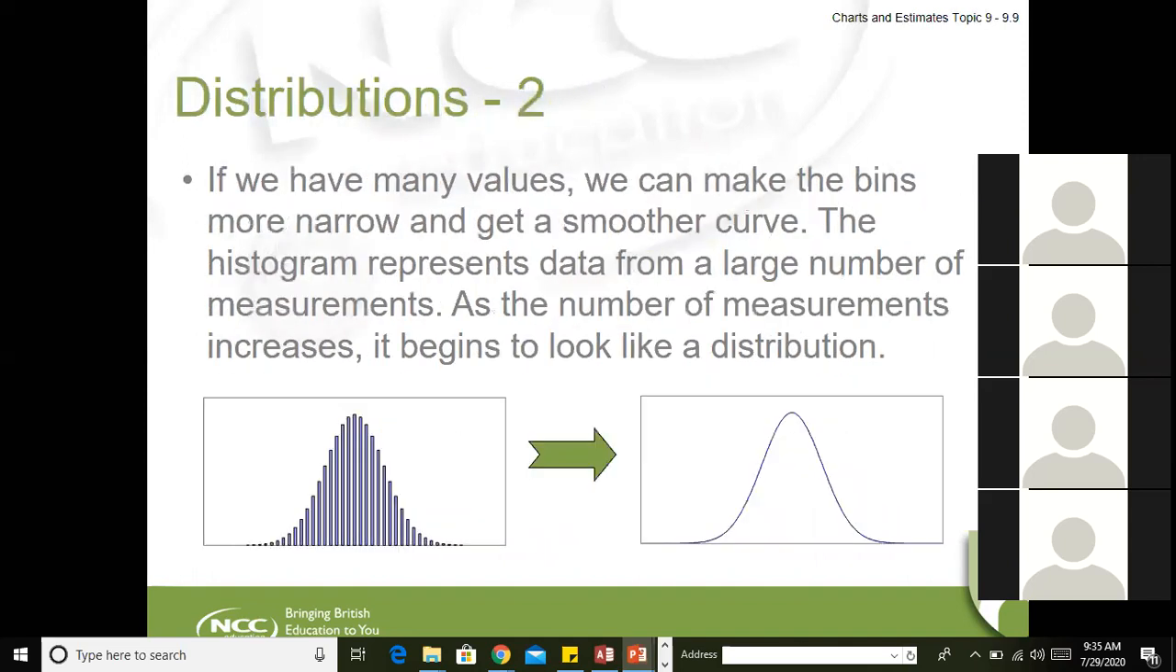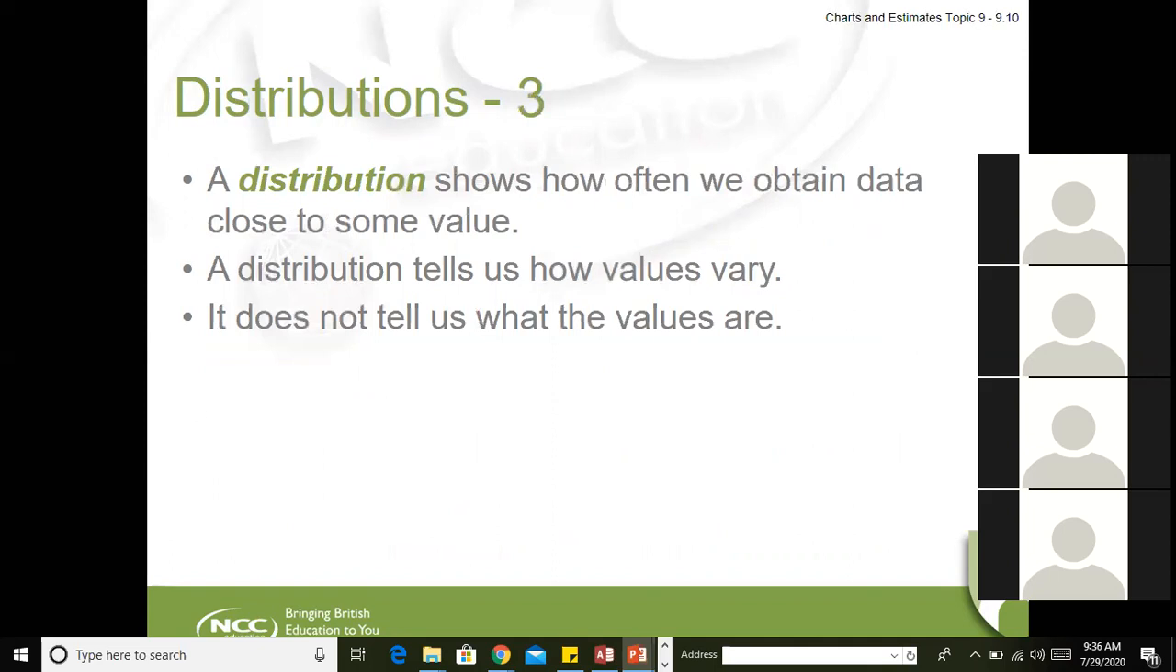The histogram represents data from a large number of measurements. As the number of measurements increases, it begins to look like a distribution. This type of curve is called a distribution. A distribution shows how often we obtain data close to some value. It tells us how values vary. Values are different, they're not the same. It does not tell us what the values are.